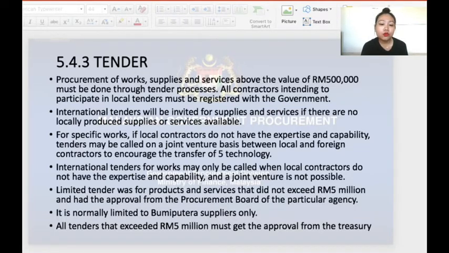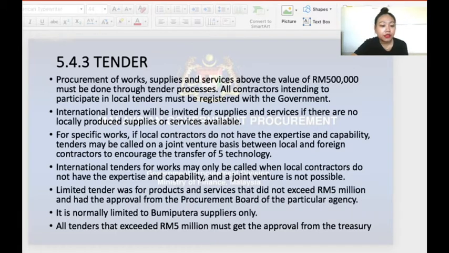Limited tender was for products and services that did not exceed 5 million and had the approval from the procurement board of the particular agency. It is normally limited to Bumiputra suppliers only. All tenders that exceeded 5 million must get the approval from the treasury.